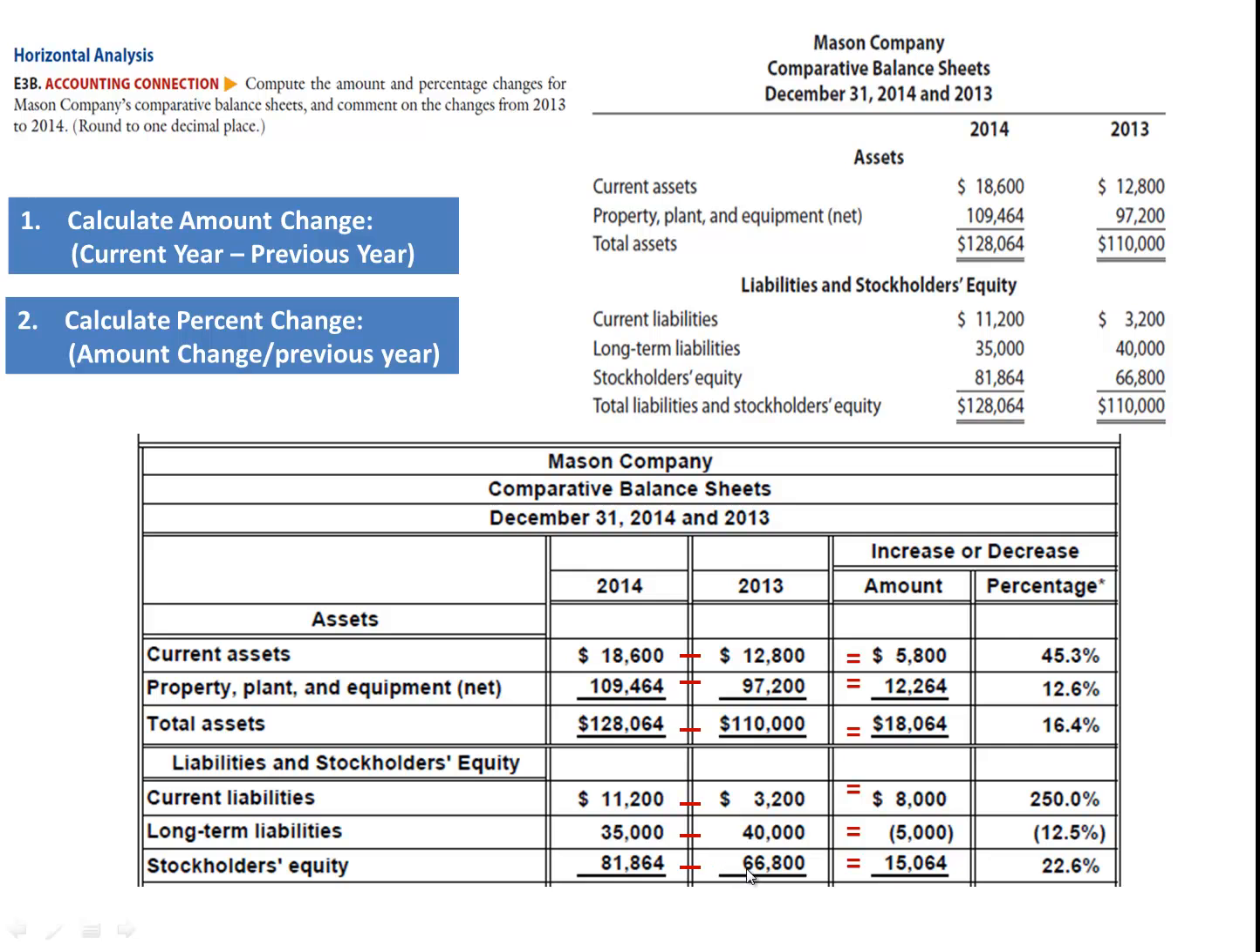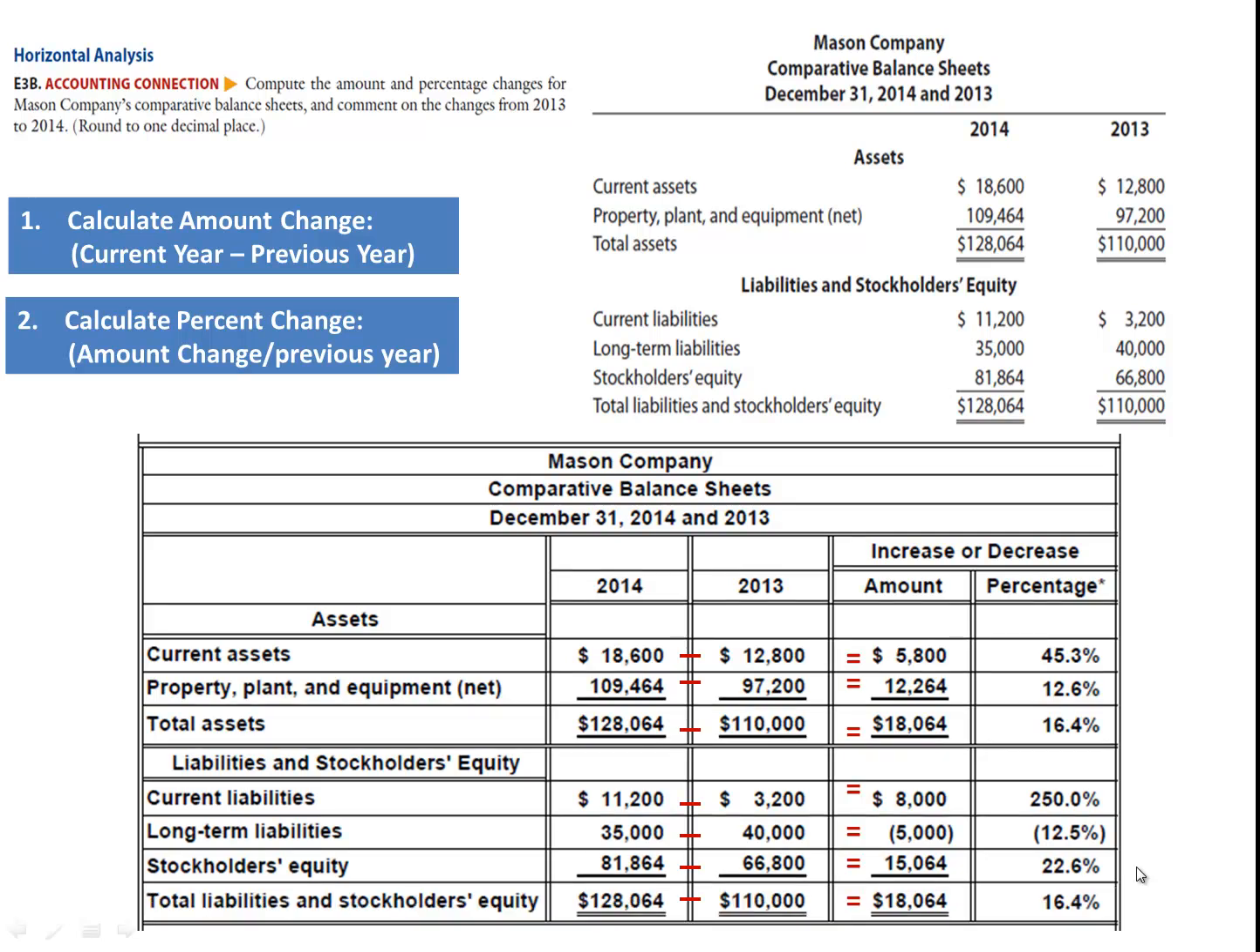Stockholders' equity, we look at what's happened to our stockholders' equity. It increased by 22.6%. We take the change, the difference, divided by where we started, and we get to 22.6%. So then our total liabilities and stockholders' equity overall, we had an increase, a 16.4% increase.